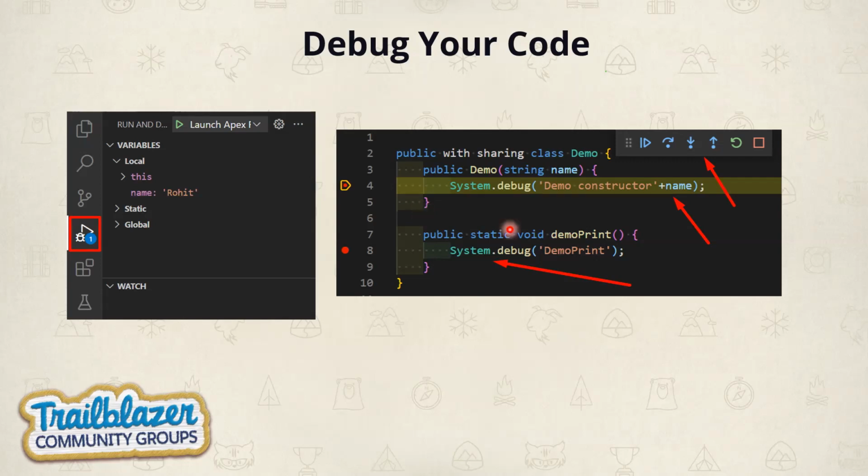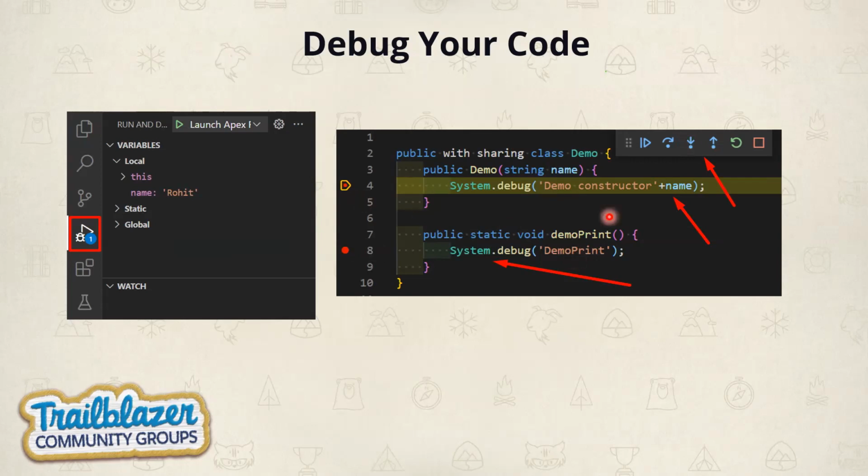After that you can see another breakpoint. Once you click this icon, it automatically comes to the breakpoint at line number 8, and now it's printing the demo print. So this is the way to work with the Apex Replay Debugger.